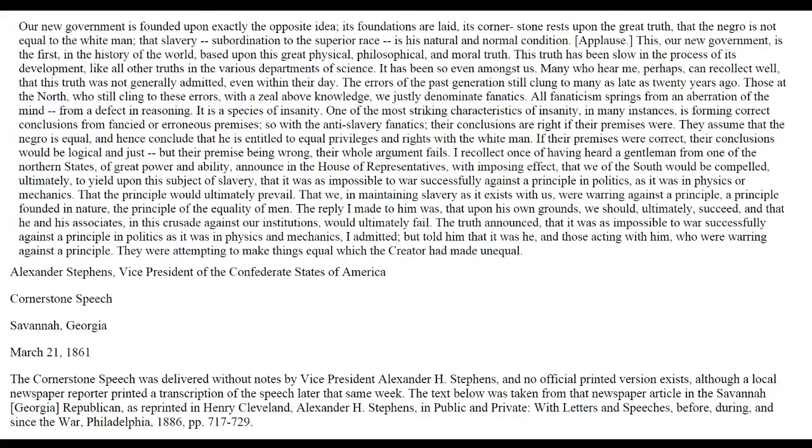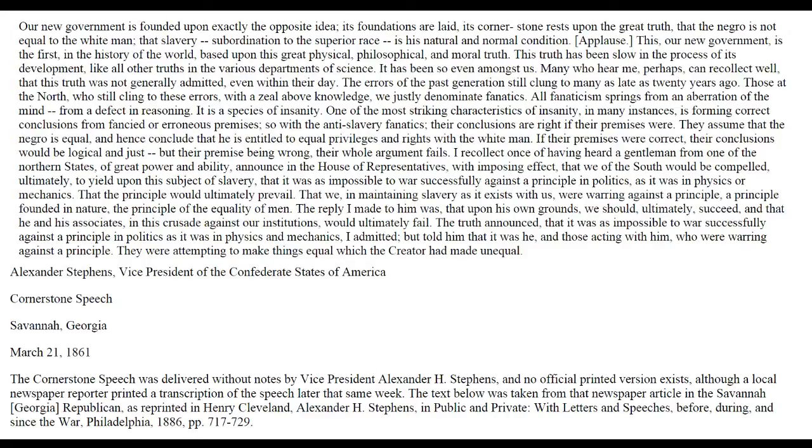Its foundations are laid, its cornerstone rests upon the great truth that the Negro is not equal to the white man, that slavery, which is subordination to the superior race, is his natural and normal condition.